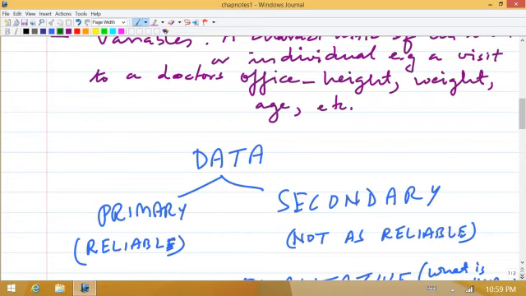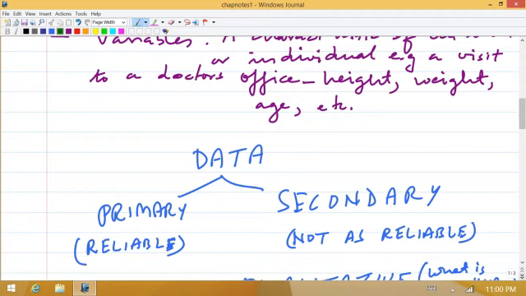When we look at the data, it could be divided into two segments: primary data or secondary data. Primary data is when you go and collect the data. For example, you want to find out the life expectancy of people in Brazil. So you go visit Brazil and ask individuals on the street in Brasilia, in Rio de Janeiro, in other places, and find out. So that would be an example of primary data.